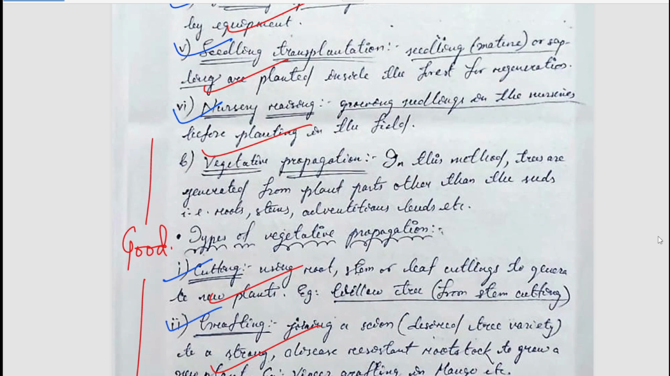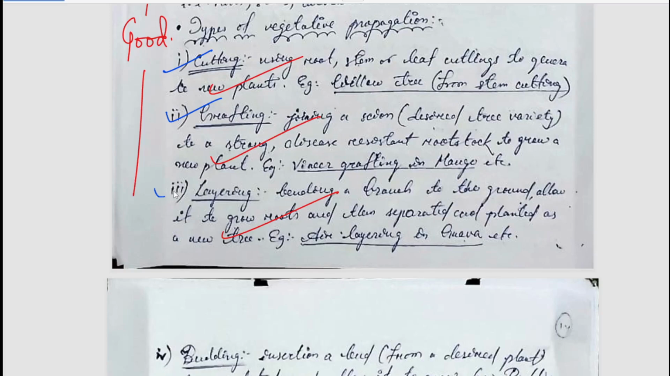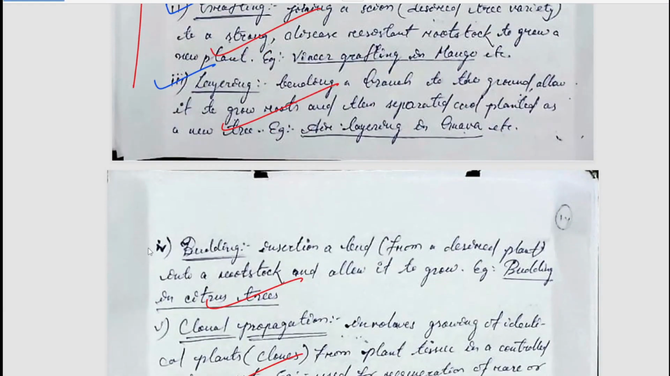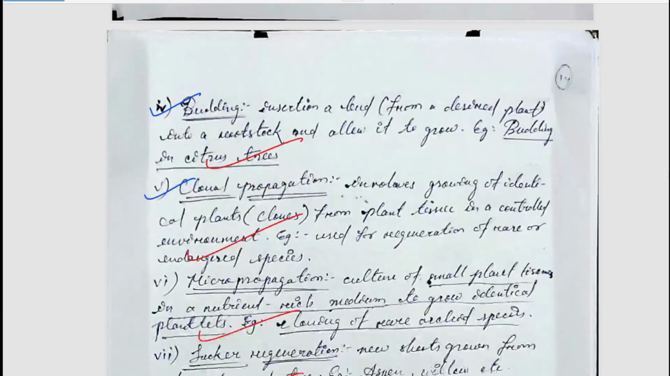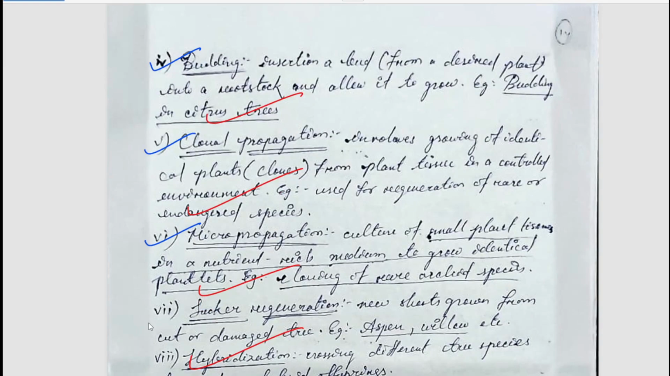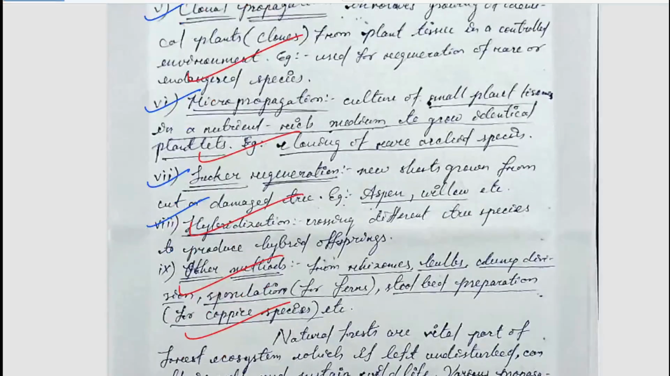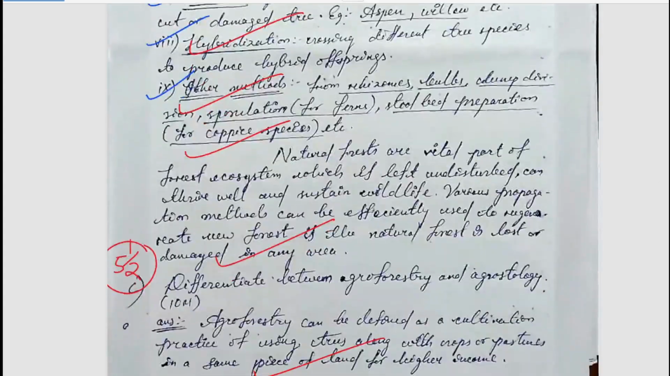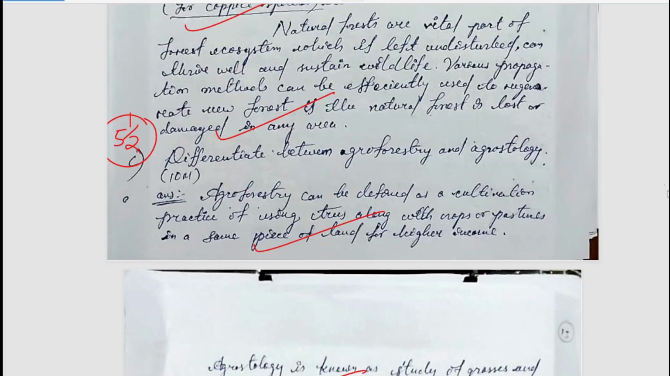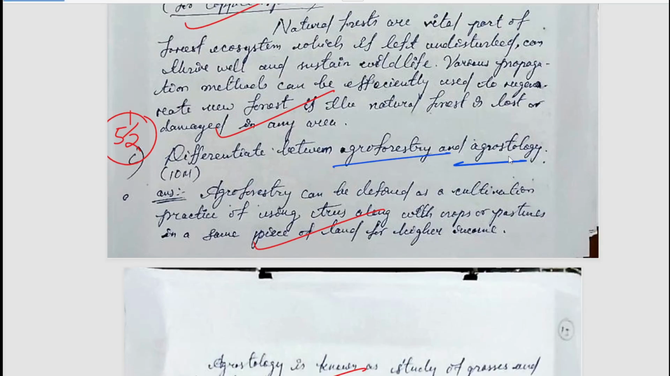For vegetative propagation, it could be through cutting, grafting, layering, or budding, and clonal propagation. These are all methods of propagation. You can simply pause and read it. Similar methods of propagation are used for all trees; those are just written here. So, a well written answer. Now let's move to the next question. The next question is: differentiate between agroforestry and agrostology.